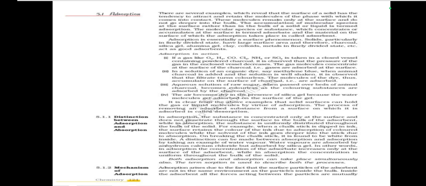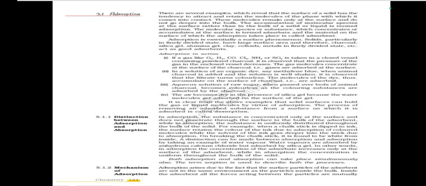It is clear from the above examples that solid surfaces can hold the gas or liquid molecules by virtue of adsorption. The process of removing an adsorbed substance from the surface on which it is adsorbed is called desorption.